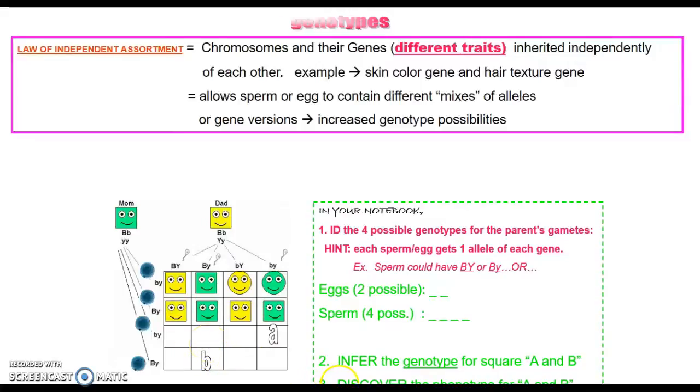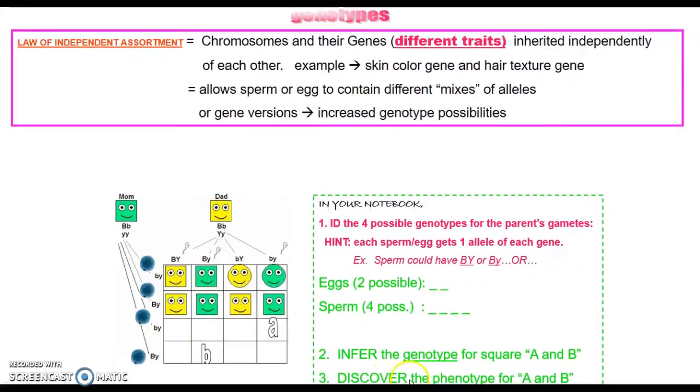But then the next task says, discover the phenotype for A and B. So the phenotype for A, if it gets recessive b and recessive y, what would the phenotype be? Now remember, phenotype is appearance, how they look. So the phenotype for A would be, let's see, if you get 2 little b's, it appears round. And if you receive 2 recessive y's, it appears green. So the phenotype for the A individual would be round and green.